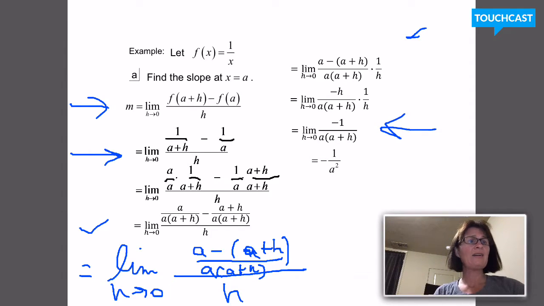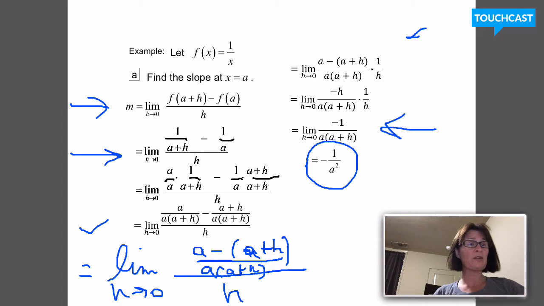And here is my expression that's not going to give me a divide by 0 problem when I substitute 0 in for h. So the slope of the curve 1 over x at the place where x equals a is negative 1 over a squared. And that's a giant deal, because since I used a variable for my x value, I now have a formula that tells me the slope of this curve at any x value.